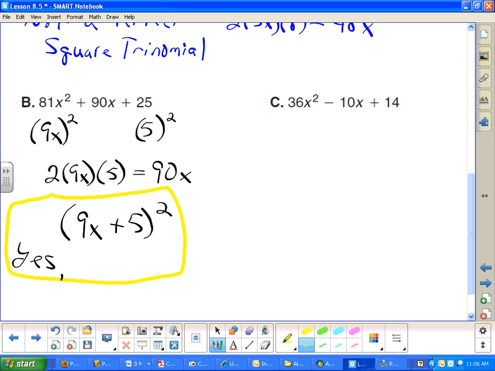Is that a perfect square trinomial? No. Mitch, why not? Okay, because this is not, because 14 is not a square. So this is not.